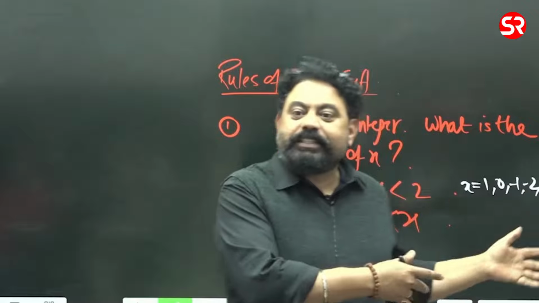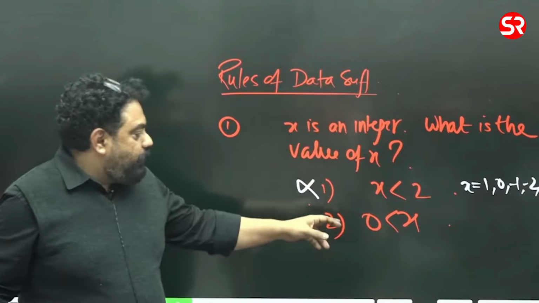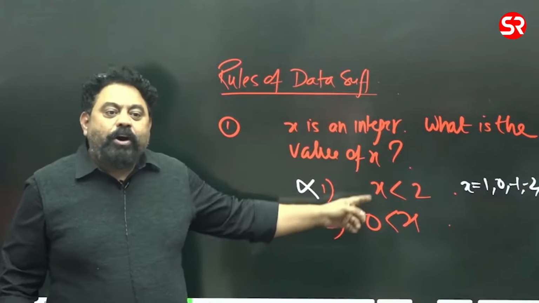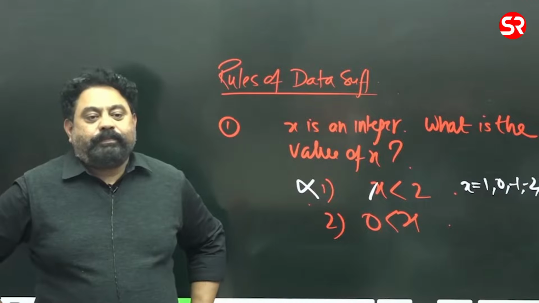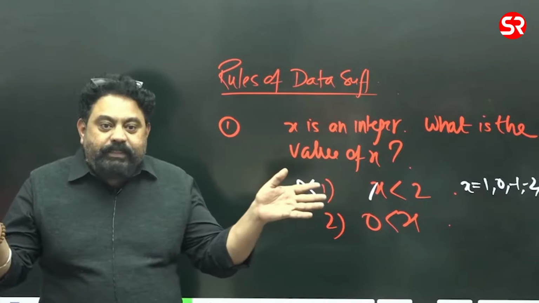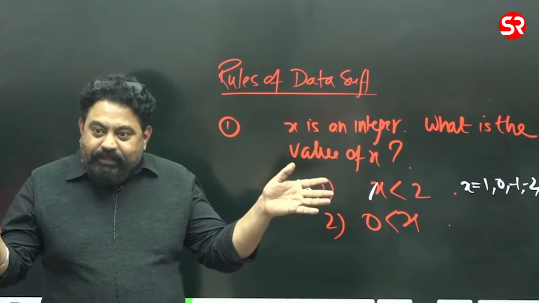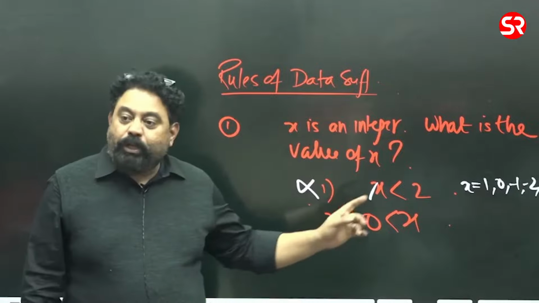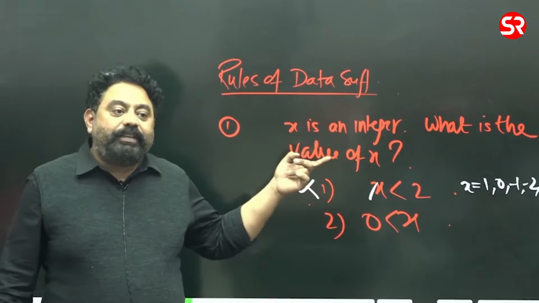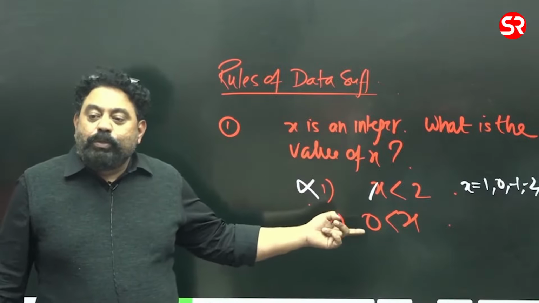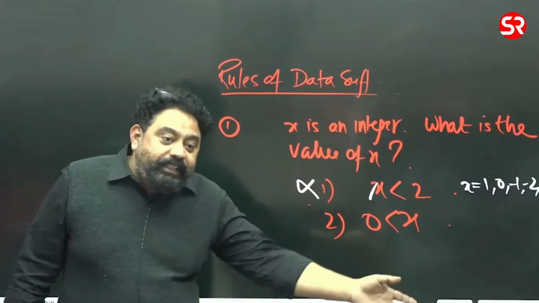Similarly, data sufficiency sustains. When you are looking at statement 2, you forget statement 1. It does not exist. Got it? That's the rule that you should always follow: whenever you are having a look at statement 2, forget statement 1. Write it somewhere.